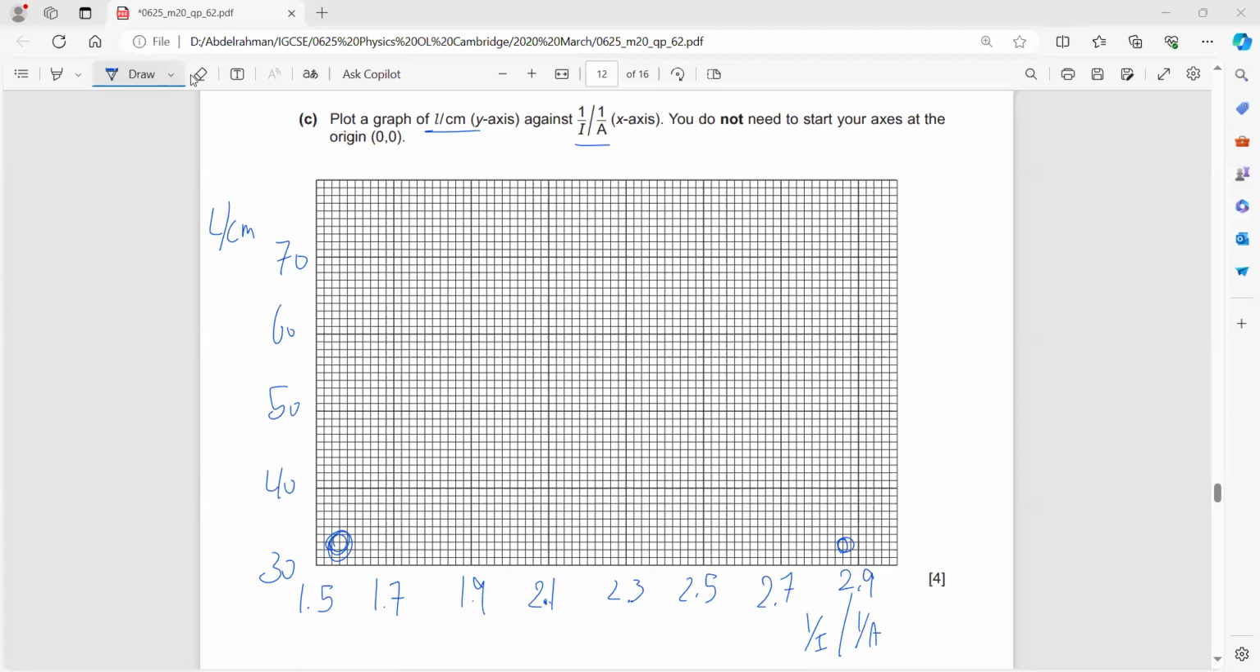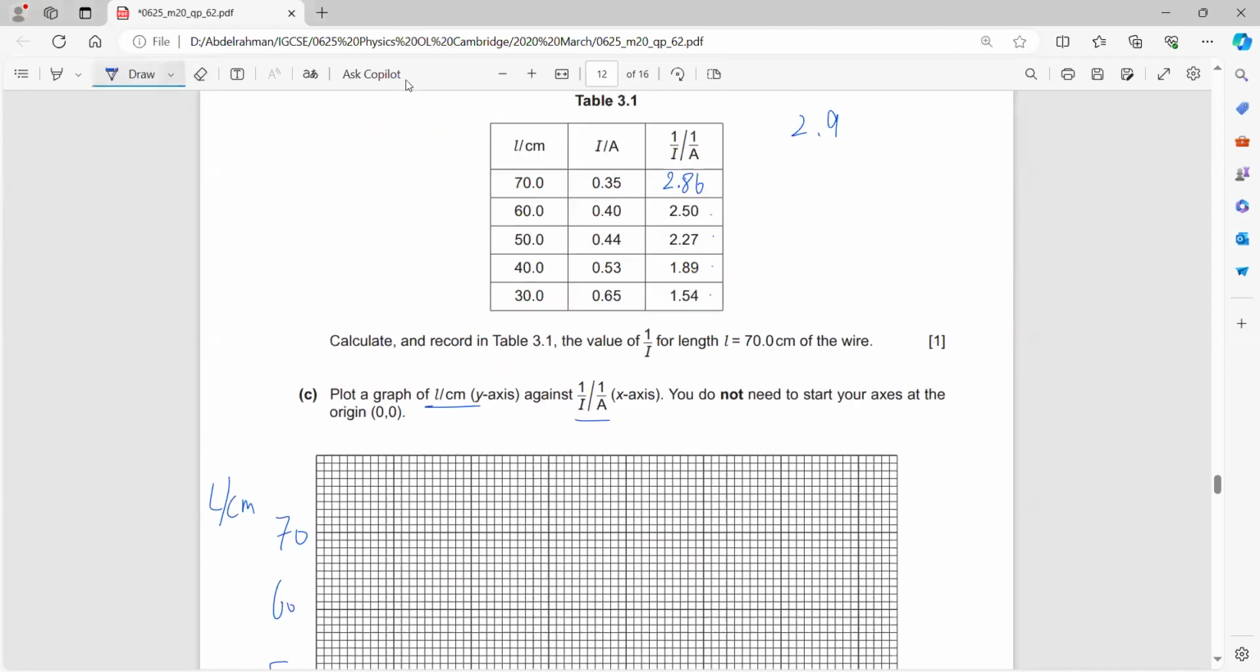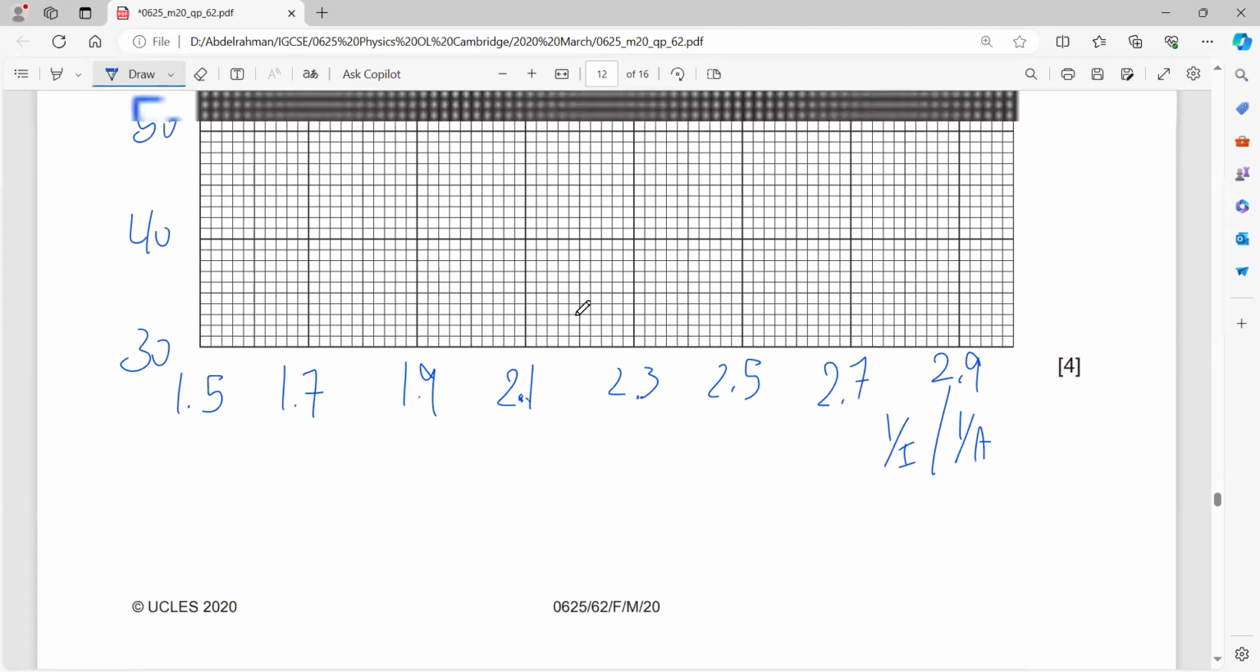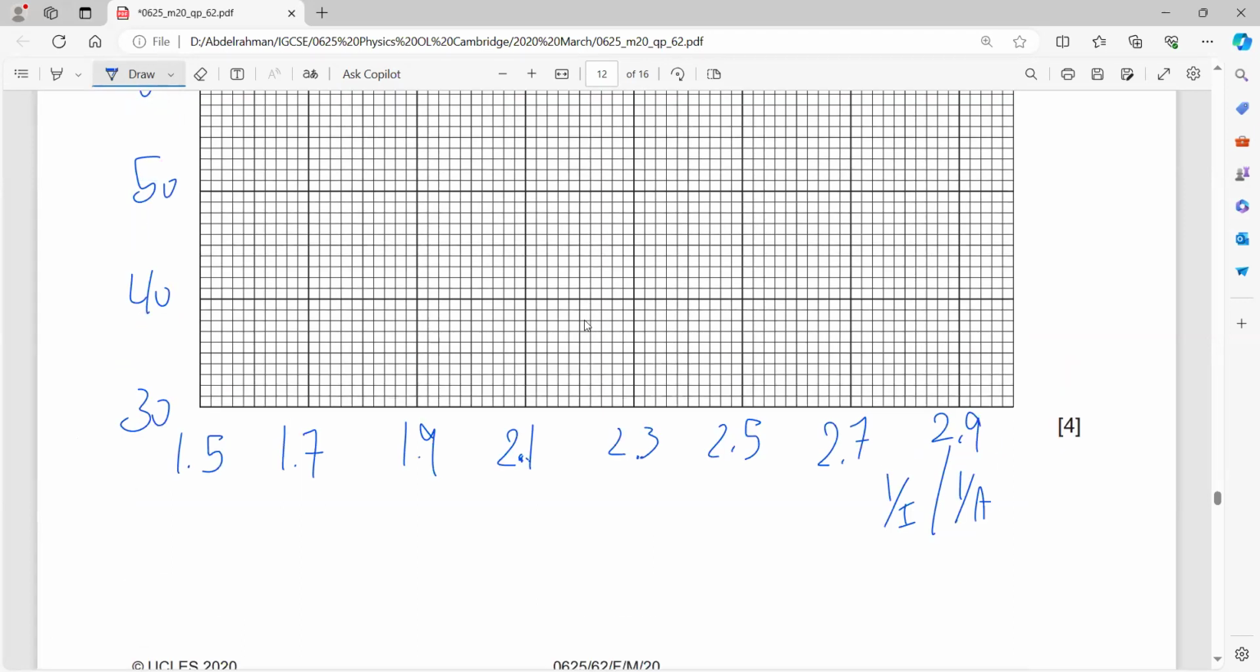Okay, yeah, let's plot the points. Let's zoom in and start plotting the points. First point, if you want to start wherever, 30 and 1.54. Look here, this is 1.6. So each small square is worth 0.02. So 1.54 would be two squares after 1.5. This is 1.54.